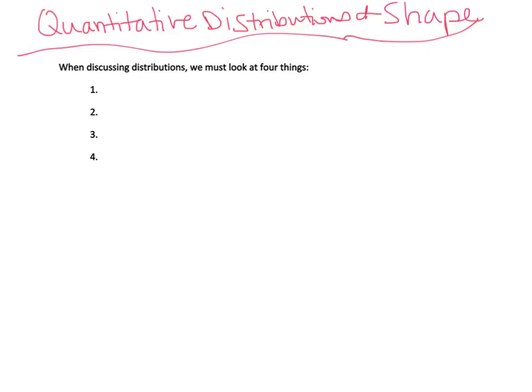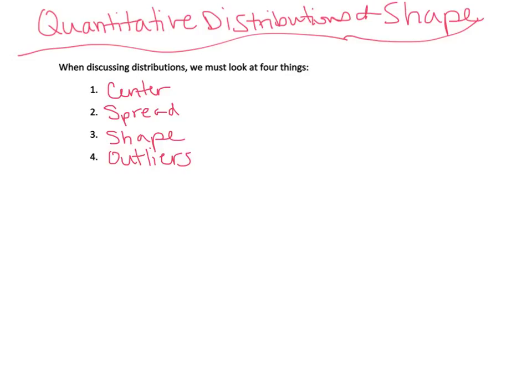So the first thing is going to be the center. The second one is going to be the spread. And then we're going to have the shape, followed by any outliers. And I'll talk about each of these in a little bit of detail, and then I'll talk about the shape in more detail.